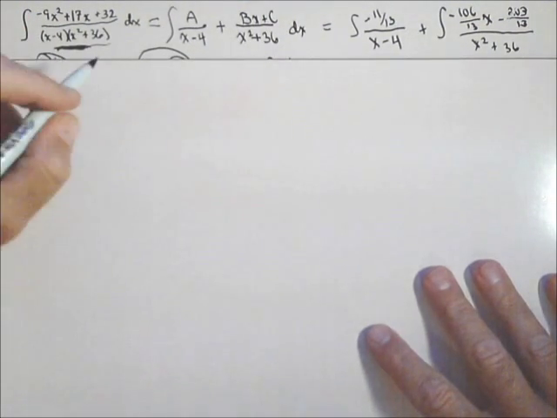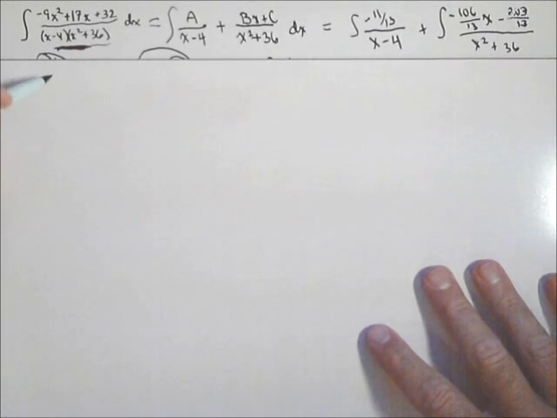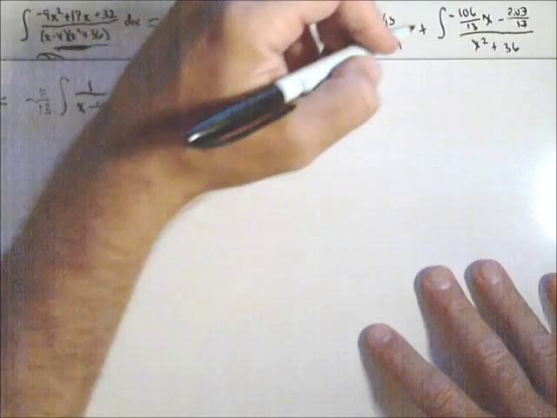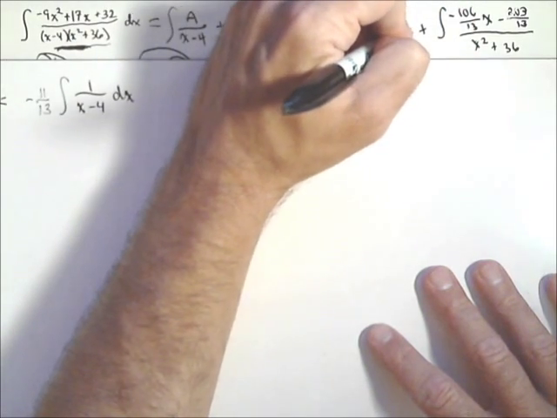So what do we have? And I'm going to pull out the constants to make it a little bit easier. So negative 11 over 13 times the integral of 1 over x minus 4 dx. And we are missing dx's here.